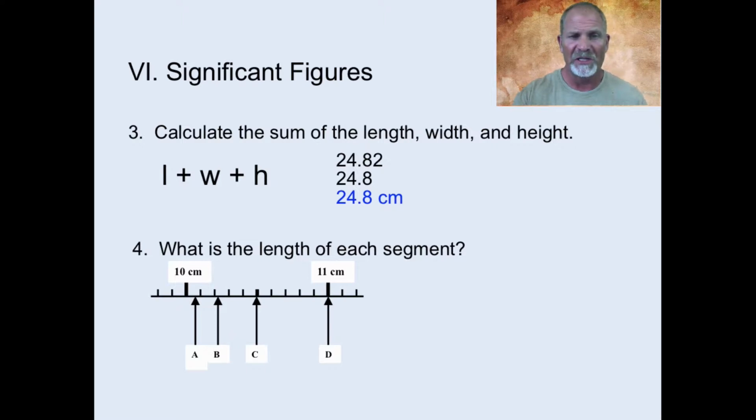So in the first situation, I know 10.0 for sure. But I'm going to make a guess. I'm going to say, well, 10.07. For B, I know 10.2.